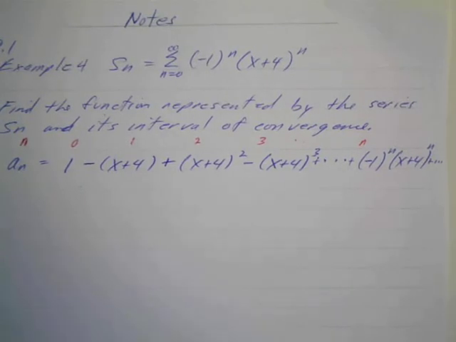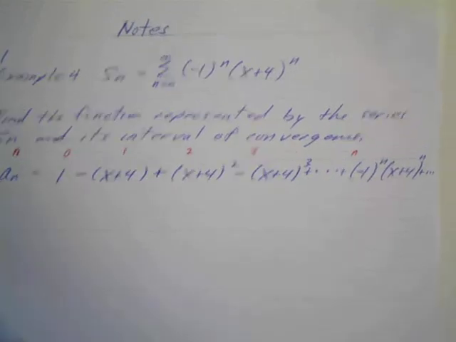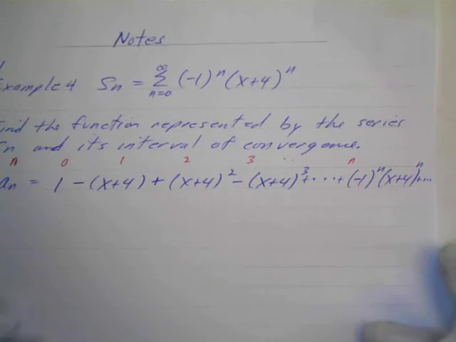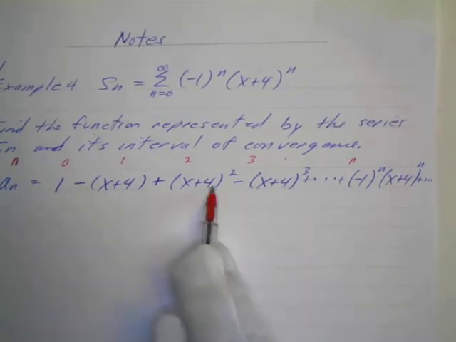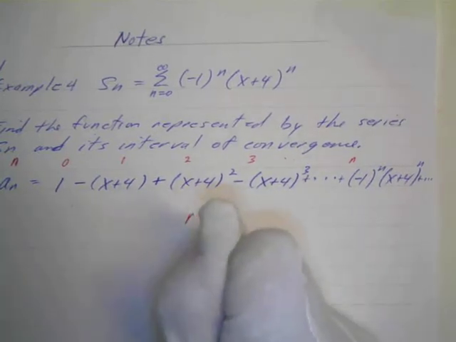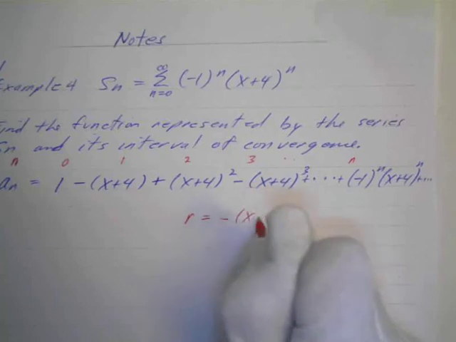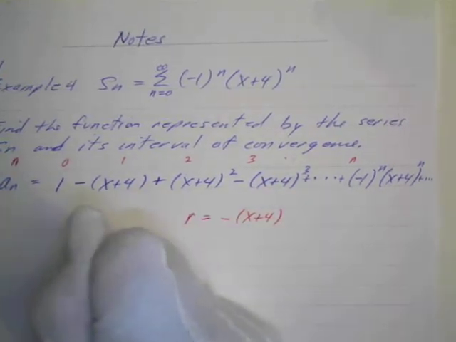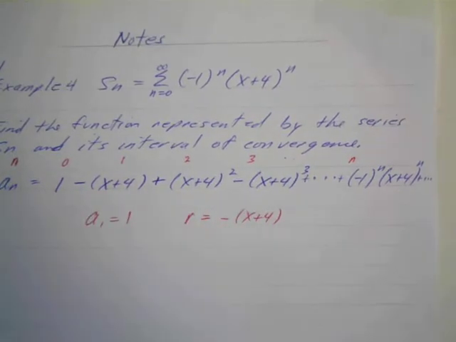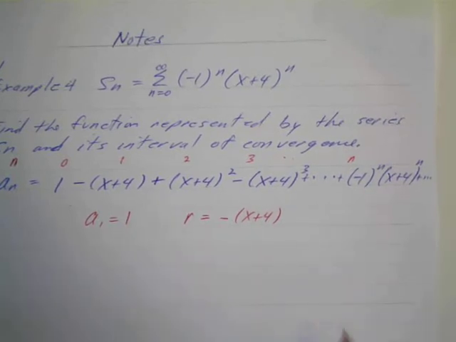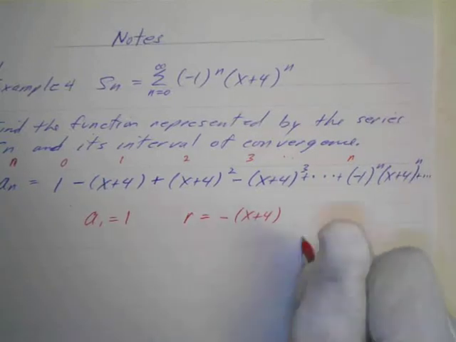It's a geometric series, because do we have a common ratio? Yes, it looks like if I multiply everything by x plus 4, but I'm alternating, so negative x plus 4, that's what I'm going to get. So it looks like my r will equal negative x plus 4. And my a sub 1, or what they call a in the formula, is 1. Now, when is this going to converge? This is going to converge when the absolute value of r is less than 1.